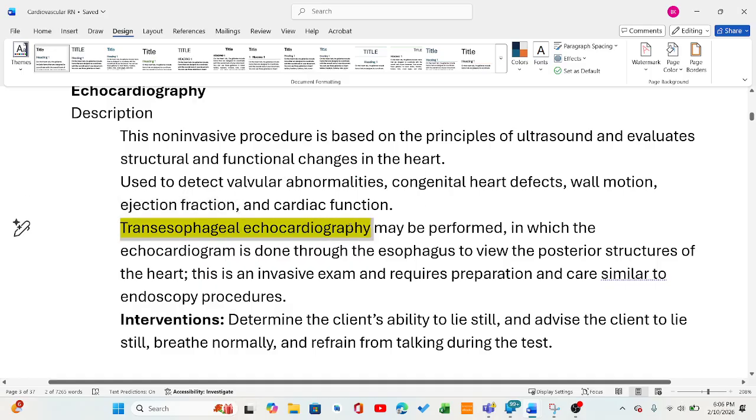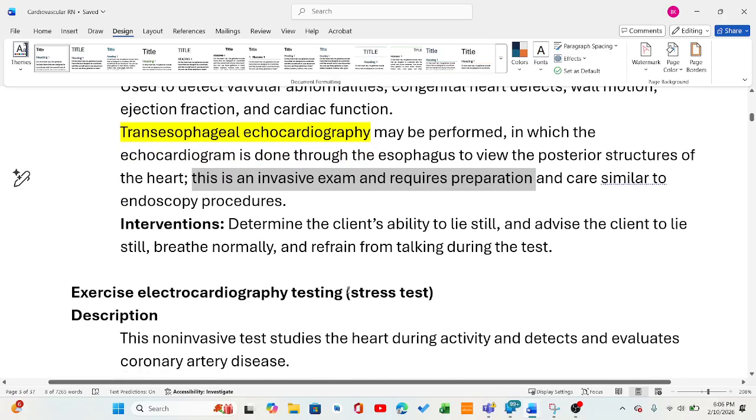The other type of echo is what we call transesophageal, which means that we go through the esophagus. In this case, this becomes an invasive procedure. So therefore, you will need to get an informed consent for that. Like I said, this is an invasive exam and requires preparation, and you need to make sure that the patient is ready for the procedure. So you need an informed consent.